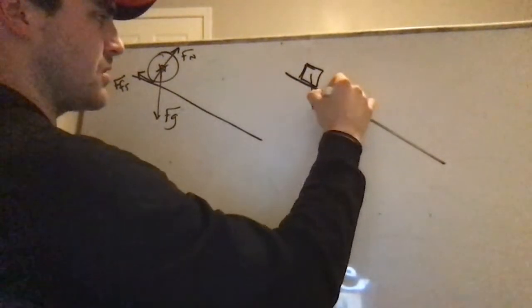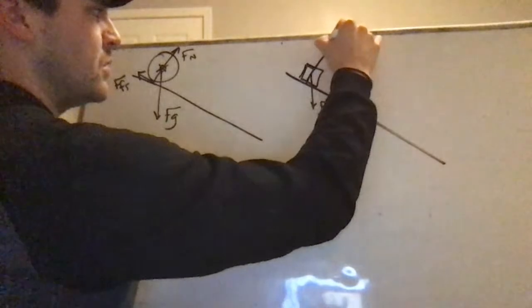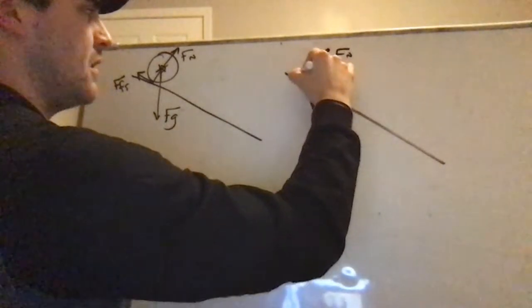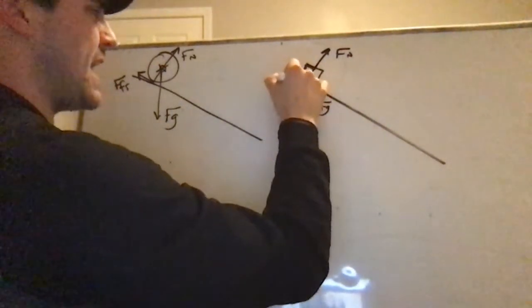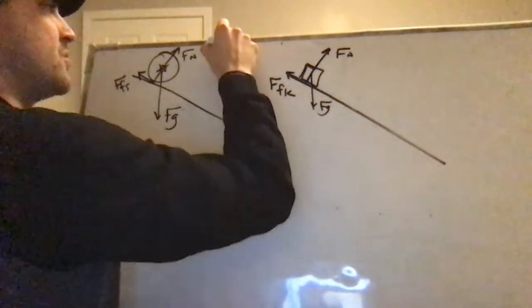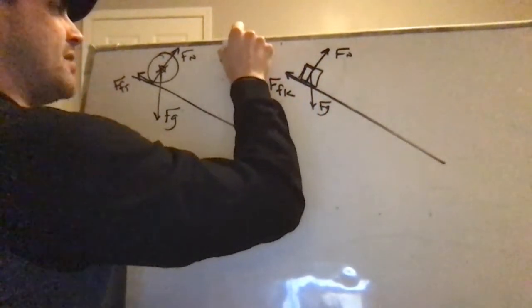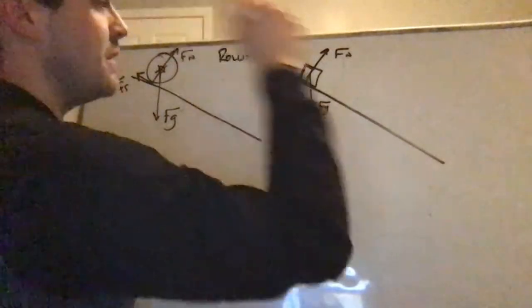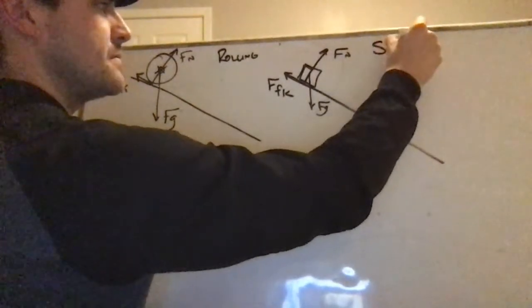And we go ahead and draw our FG. We draw our FN, our force. This, though, if it's going to slide, is called kinetic friction. So this is a rolling object because it's round, and this is a sliding object.